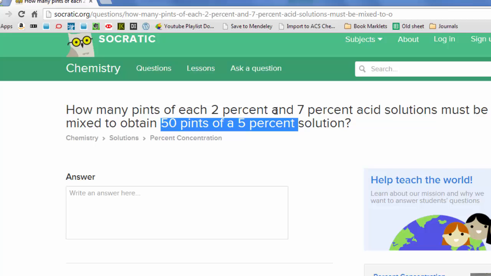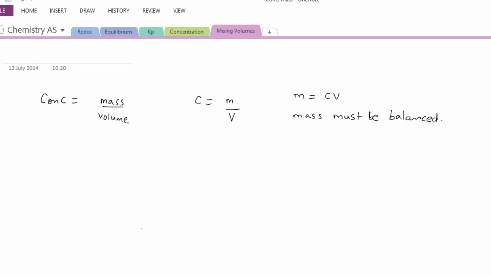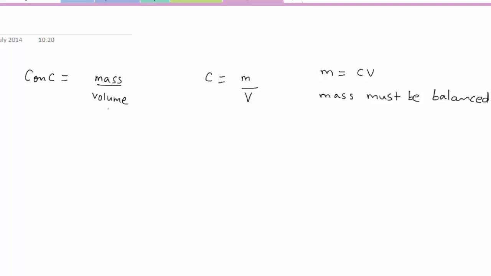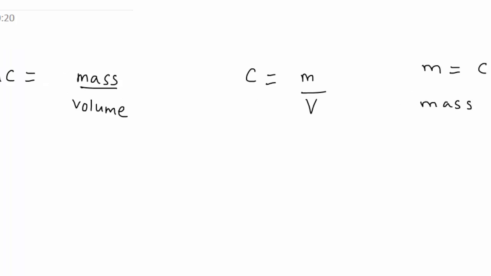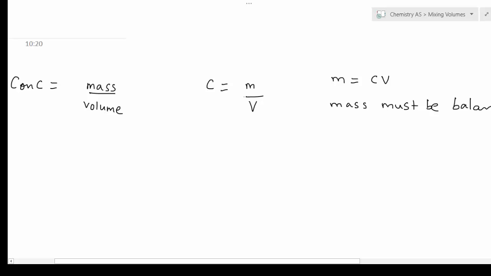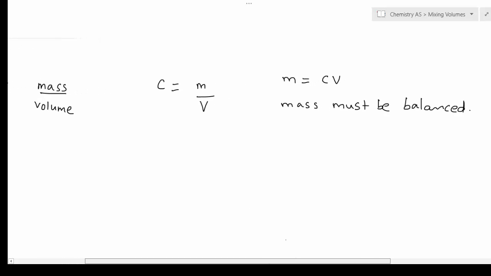The first thing you need to know is what concentration is. Concentration is mass per unit volume, so it can be written as C equals M divided by V. That means the mass is the concentration times the volume, and the mass must be preserved. The mass must be balanced at all times. Whatever mass I start with, I should end with. Matter cannot disappear. That's the law of conservation of mass, and that forms the main basis to solve this problem. So remember, concentration is mass per unit volume.